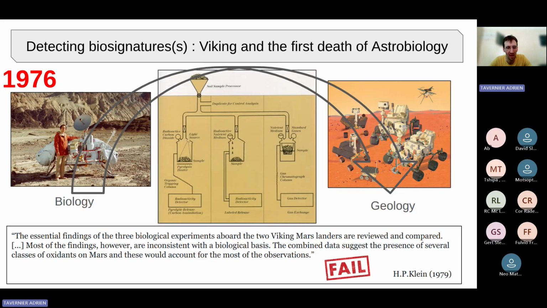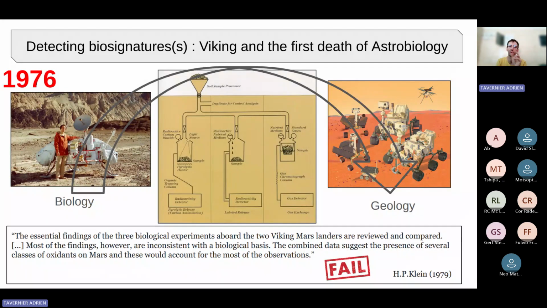So we stay on Mars, and in 1976 with the Viking, and what can be said about Viking, that this is the first death of astrobiology. This is quite important, this Viking missions, because it was really a biological mission. The aim was really to detect life on Mars.